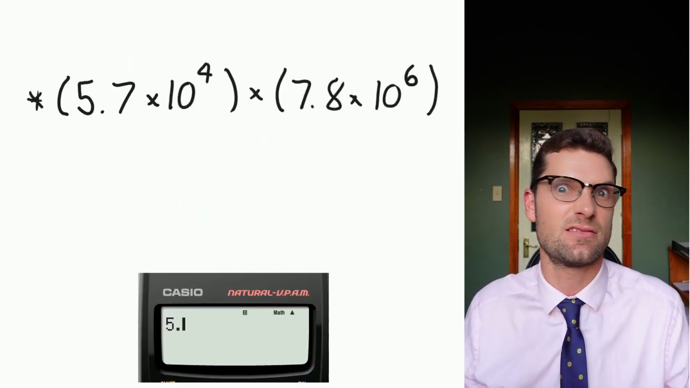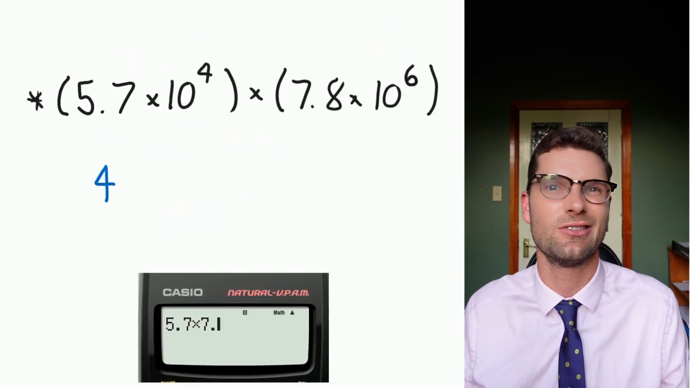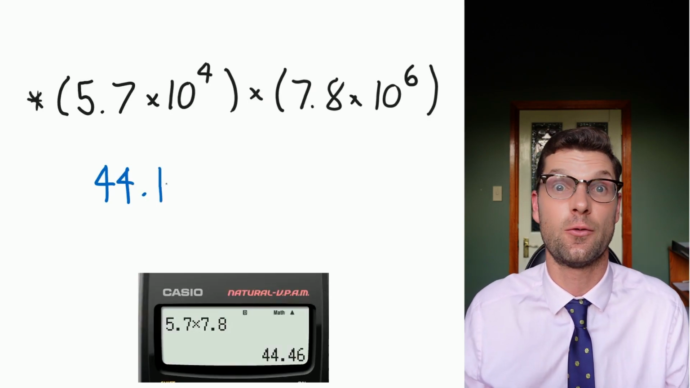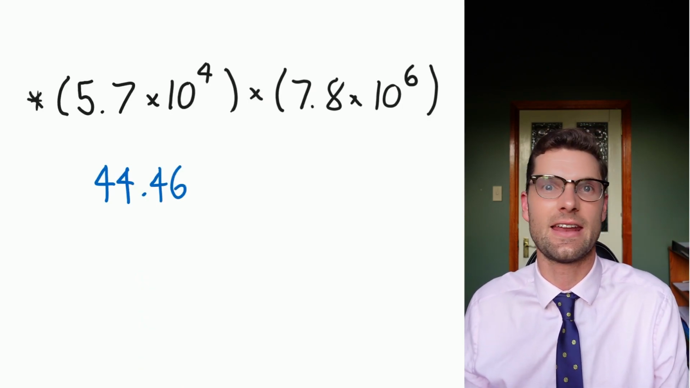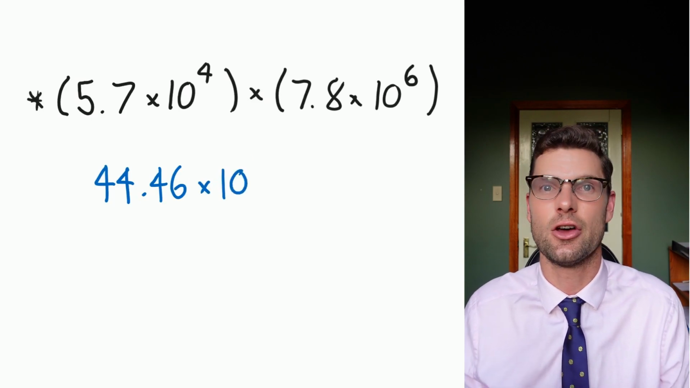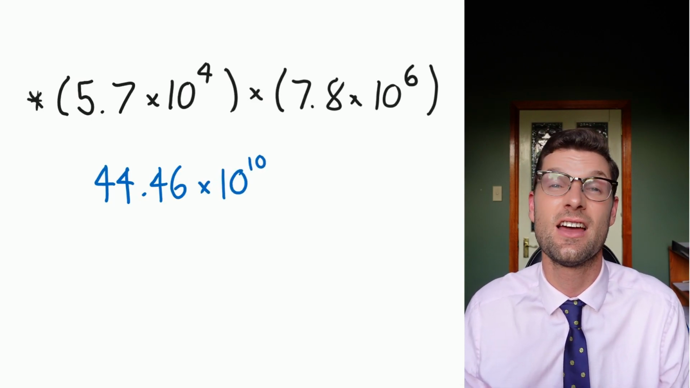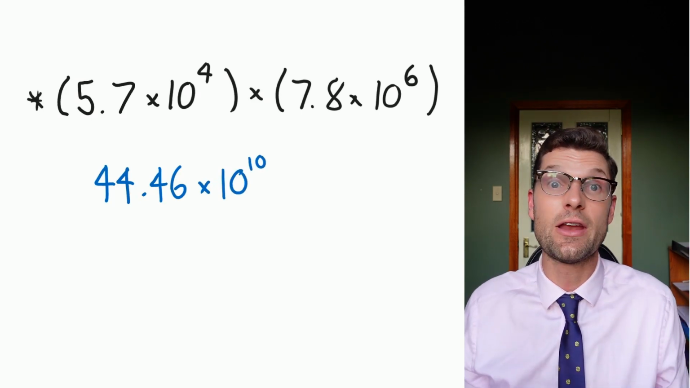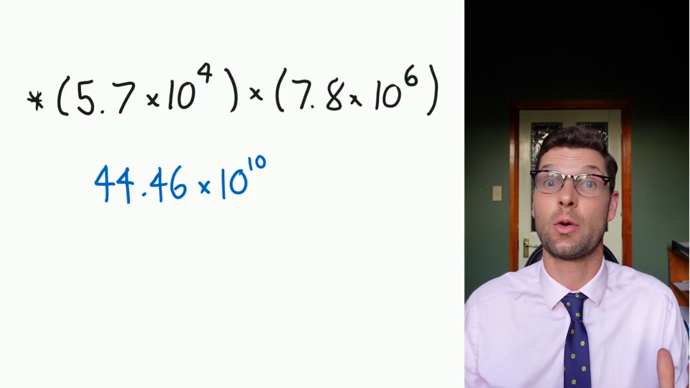For this next one, we just multiply the first two numbers together like we just did. This one becomes 44.46. Then I need to put times 10, and I need to add those powers together. 4 and 6 make 10, so I've got 10 to the power of 10. But we know the front bit of my answer needs to be between 1 and 10.